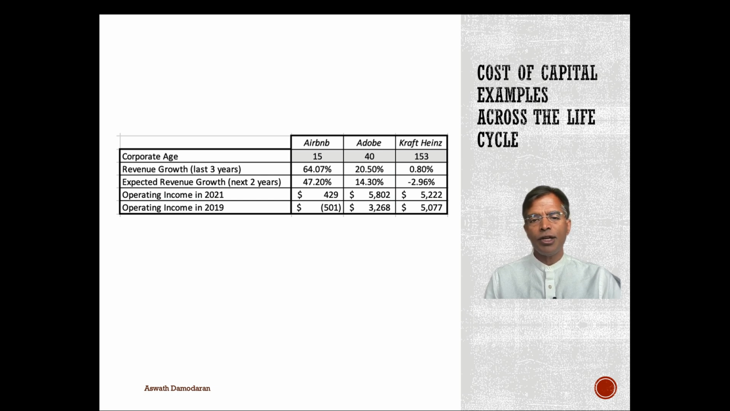And if you think in revenue growth and margins, these are companies at very different stages. Airbnb is a young company, Adobe is a high growth company, maybe a high growth, mature growth company, and Kraft Heinz is mature, sliding into decline. I computed the cost of capital for each of these 3 companies at every conceivable debt ratio. And you can see the graphs here.